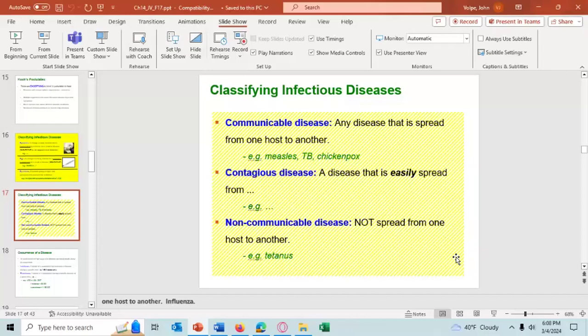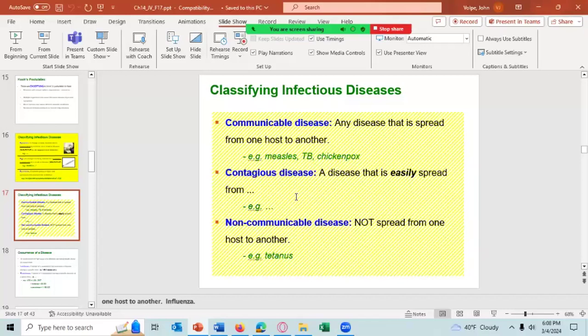Anyone have a guess? It's actually one of these three right here. Does the measles spread easily? Is the measles contagious? Okay, how about chickenpox? Is it contagious? All right, you guys think about that.